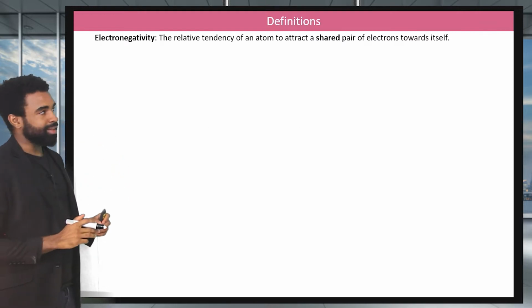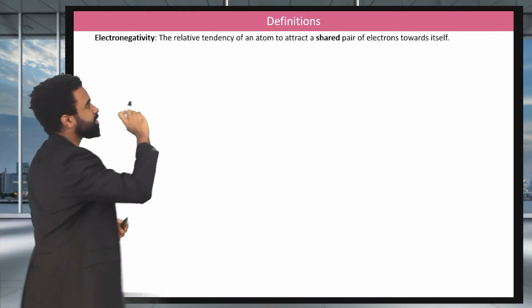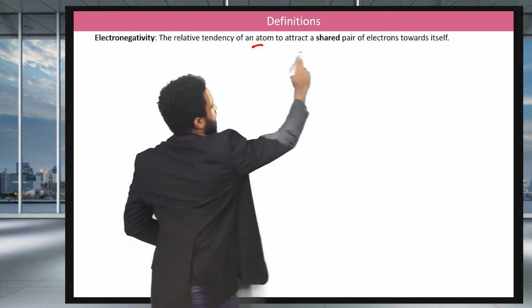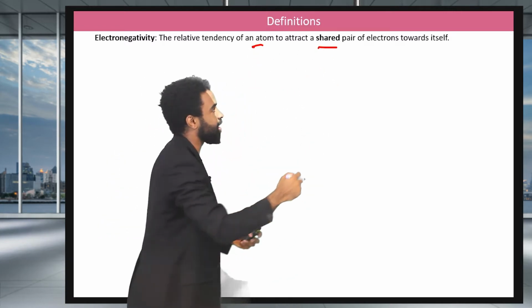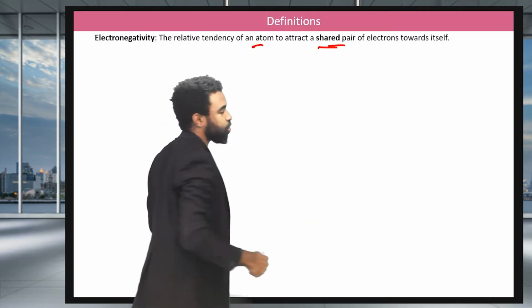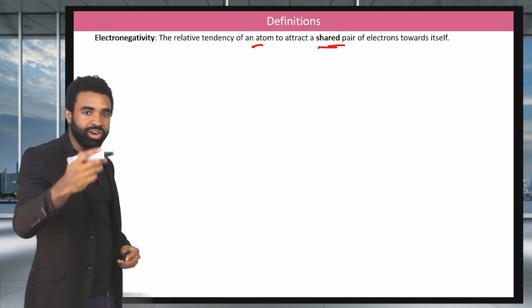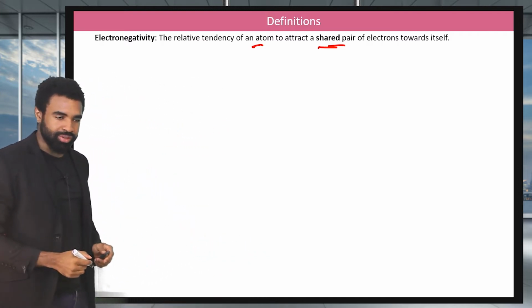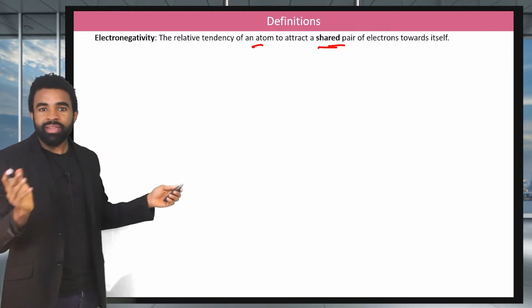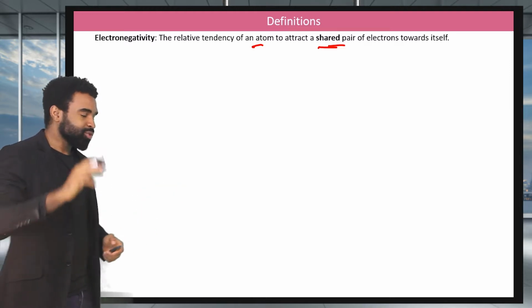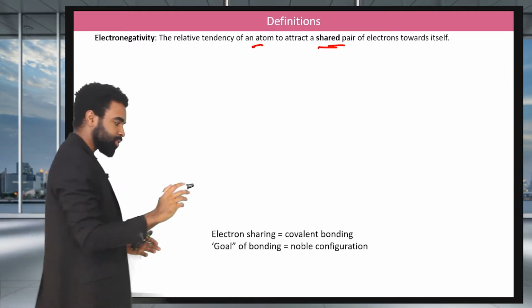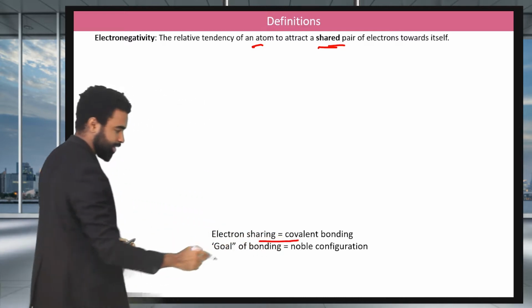Here's the definition of electronegativity. It's the relative tendency of an atom to attract a shared, or bonded, pair of electrons towards itself. Tendency of an atom to attract a shared pair of electrons towards itself. But what does that mean? To understand what it means, we need to understand these two statements here.